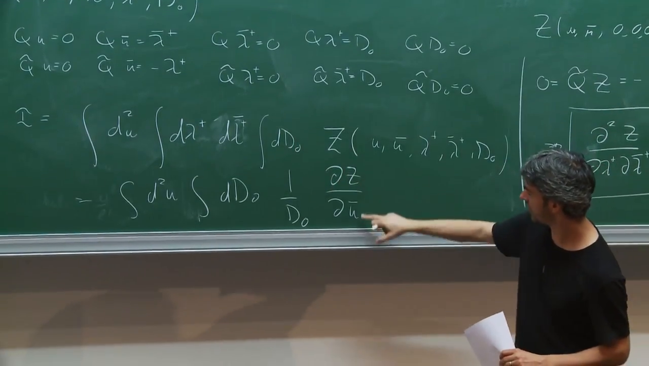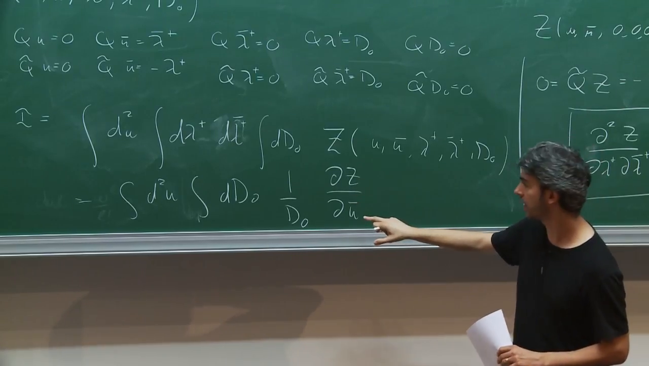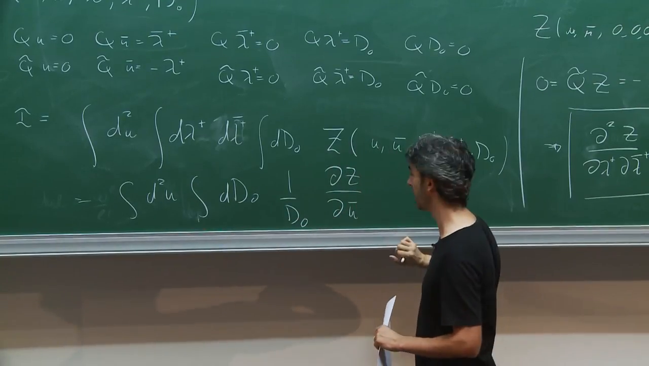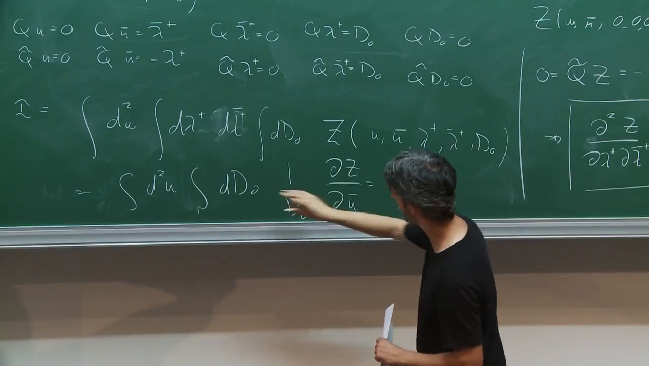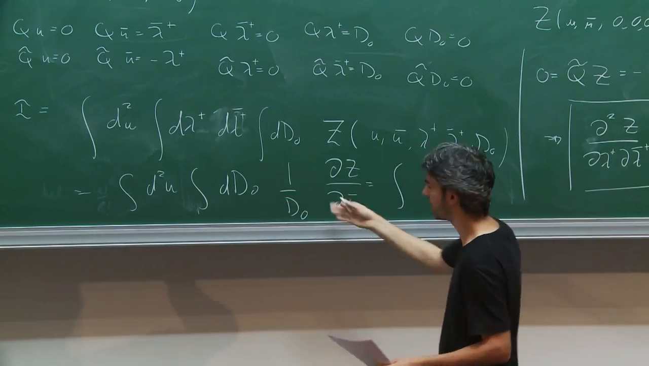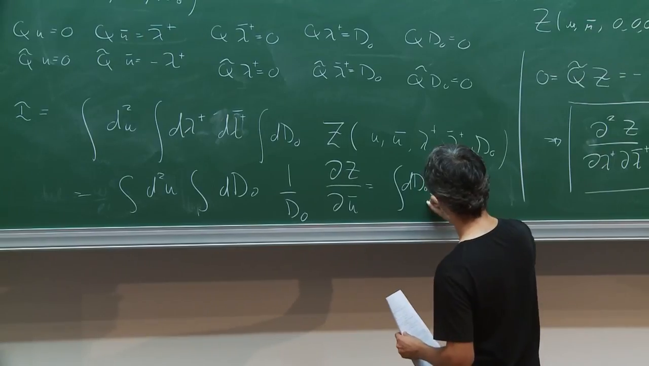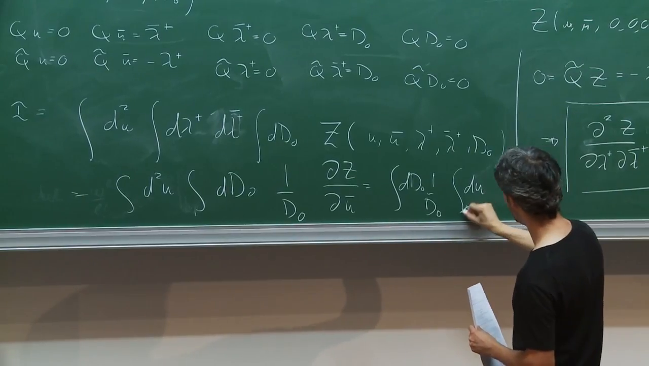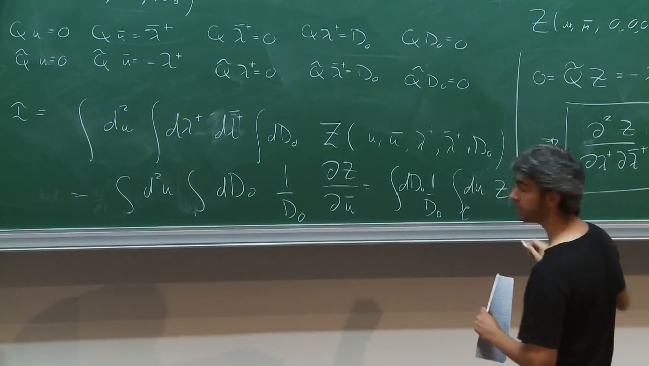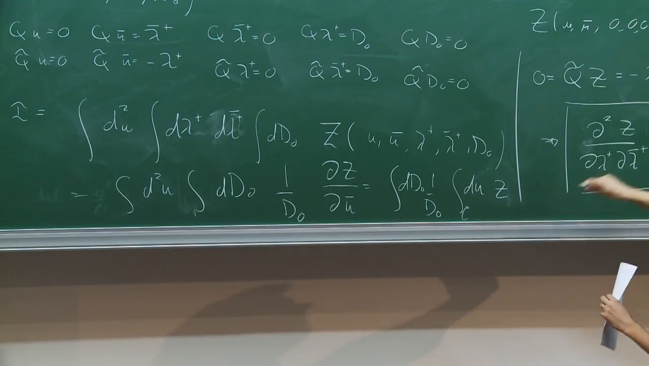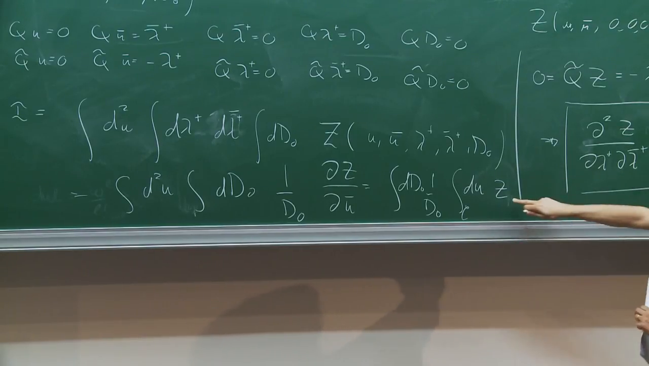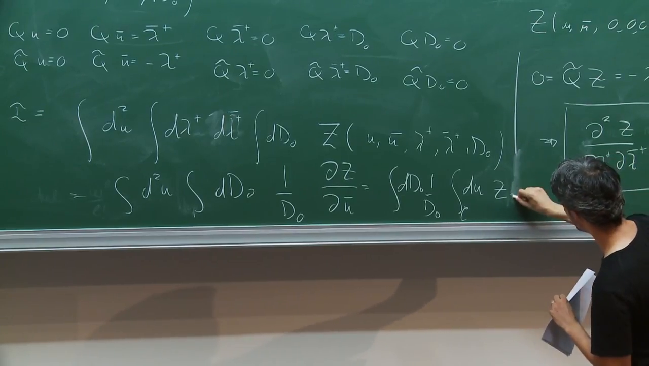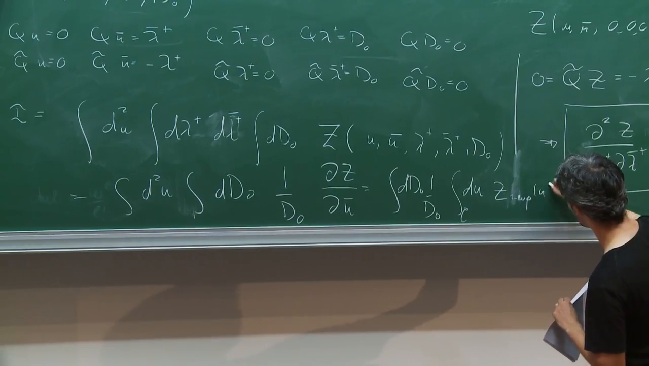But now you see that this is a total derivative with respect to u bar. And so combining with this, we can apply Stokes' theorem, and this gives us a contour integral. And of course, there is still this D0 integration that I don't have time to explain all the details. So you can just get the main idea. But the idea is that you now get a contour integral along some specific contour of Z. And this is the Z one-loop, because it's the one evaluated at zero fermion, with no zero modes. So this is just the Z one-loop, which we know how to easily compute.